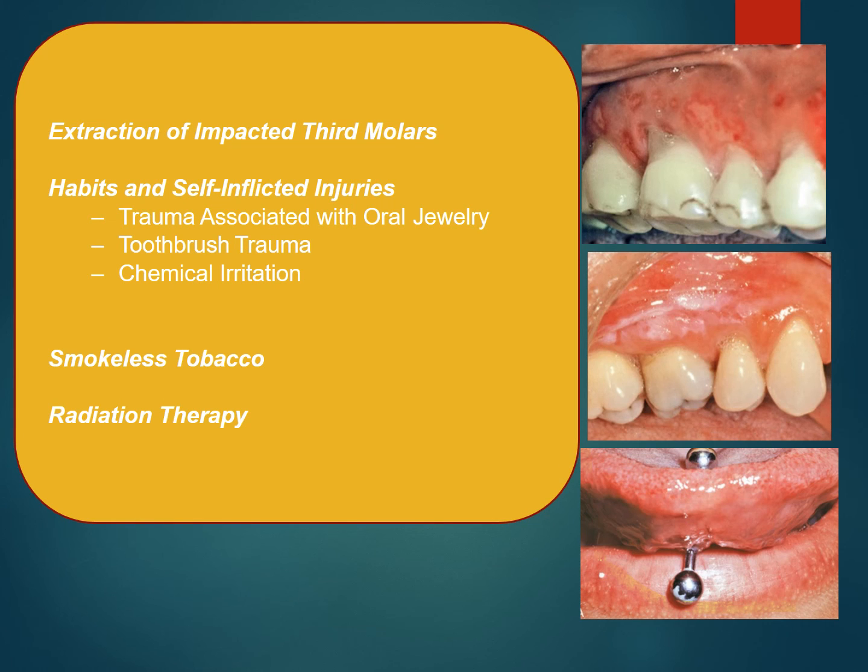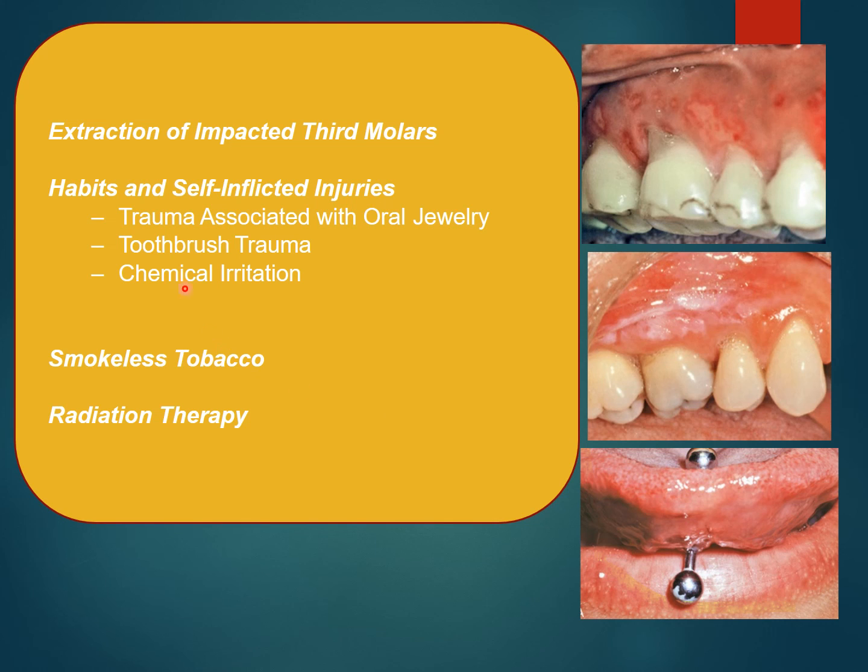So coming to the extraction of impacted third molars, numerous studies have reported that the extraction of impacted third molars can result in the creation of vertical defects on the second molars. Then habits and self-inflicted injuries, like trauma associated with oral jewelry, toothbrush trauma and chemical irritation, can all affect the gingiva. You can see that trauma associated with oral surgery can impinge on the lingual side of the mandibular molar and cause bone loss.